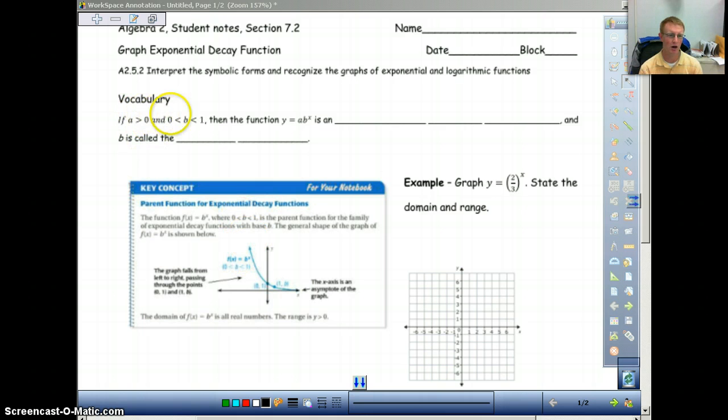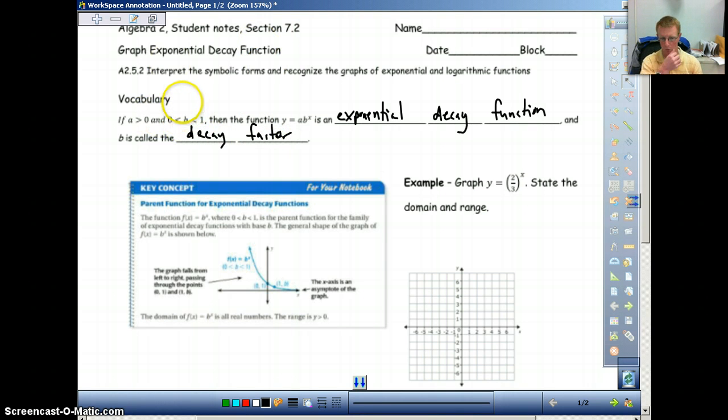So if your A is greater than 0 and your B is in between 0 and 1, then that means your function will be an exponential decay function. And then the B is going to be called the decay factor. So before it was called the growth factor, now it's just being called the decay factor. And again, the only thing that affects this is when B is in between 0 and 1.